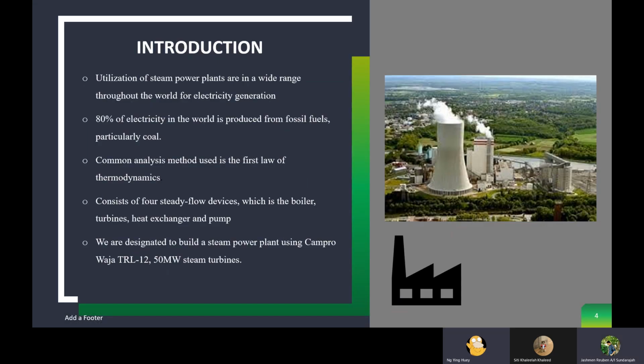Next slide, please. As you can see in this photo, it is a steam power plant. The utilization of steam power plants are in a wide range throughout the world for electricity generation. In fact, 80% of electricity in the world is produced from fossil fuels, mainly coal. Common analysis method used is the first law and the second law of thermodynamics. A steam power plant consists of 4 steady flow devices, namely the boiler, turbines, heat exchanger, and the pump. For this case study, we are designated to build a steam power plant using Campro Waja TRL-12 50 megawatt steam turbines.